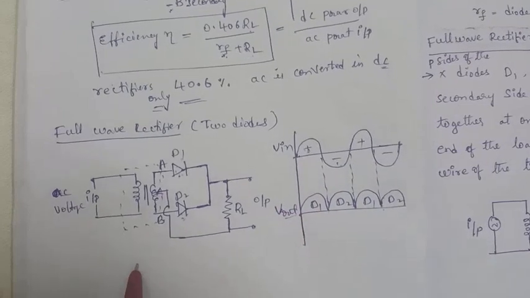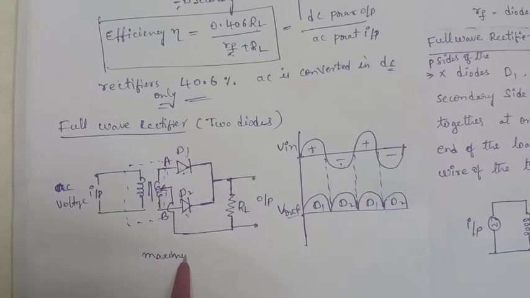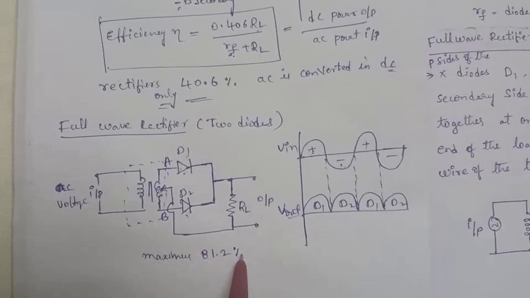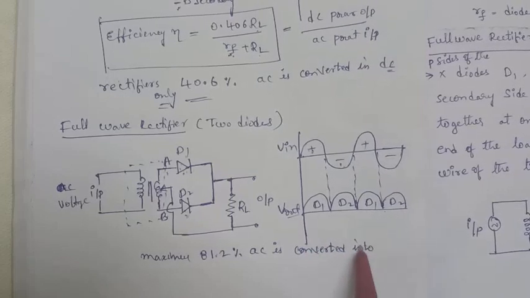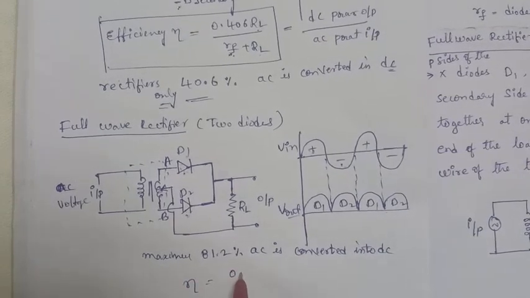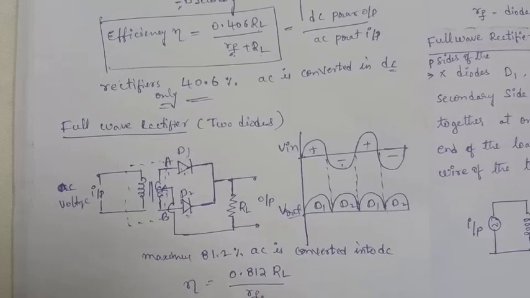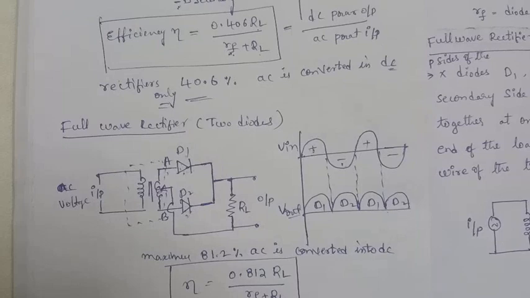In a full wave rectifier, the maximum efficiency is 81.2%: AC is converted into DC. The efficiency formula is 0.812 RL upon RF plus RL. In case of half wave rectification, it is 0.406 RL upon RF plus RL.